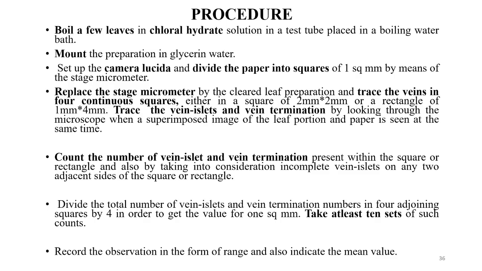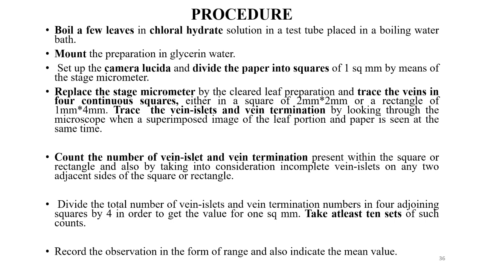The procedure means we have to boil the leaves with a clearing agent like chloral hydrate or potassium hydroxide solution. Then we have to mount using glycerin and water. Then with the camera lucida, we have to divide the paper into squares. Then replace the stage micrometer with the mounted slide.